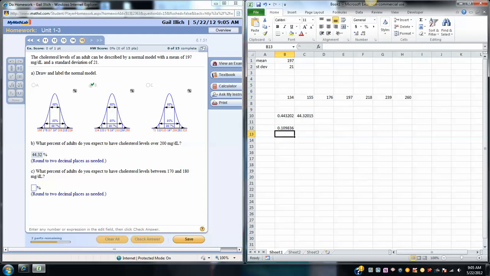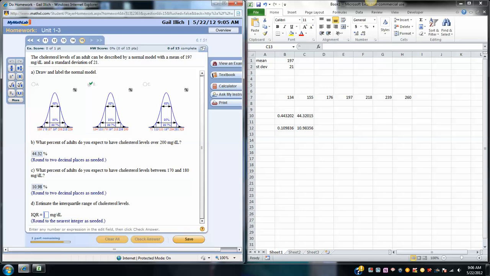So I hit enter. Then I want to make that number a percent, so in the next cell I can say equals, take that number and multiply it by 100, and I get 10.98 rounded to 2 decimal places.